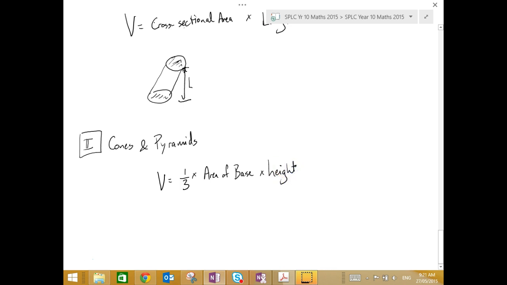Cones and pyramids are basically derived from prisms, and they occupy exactly 1/3 of the volume of the prisms. When they go to a pointy bit, isn't that a bit weird? They occupy 1/3. You might think it's a half, but it's 1/3. There are a lot of really cool, interesting proofs that we might look at after the exam for a bit of fun, just so you can see why it's that.